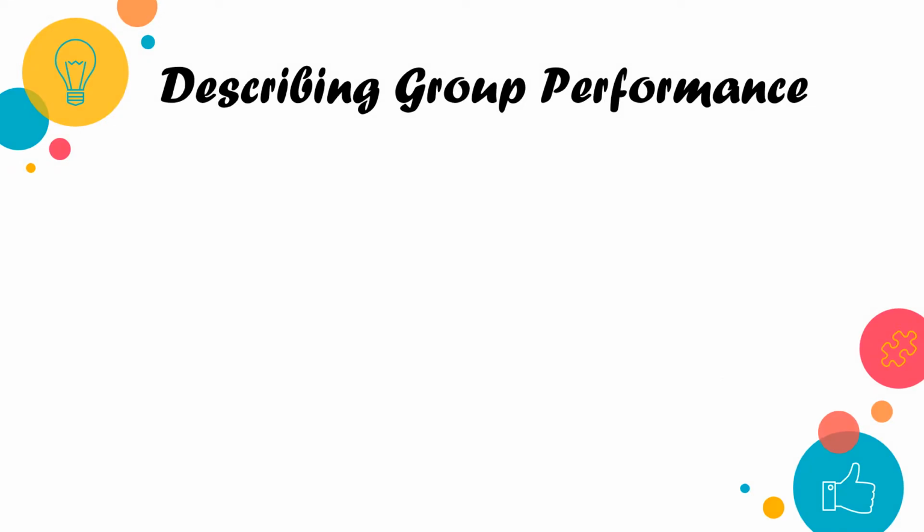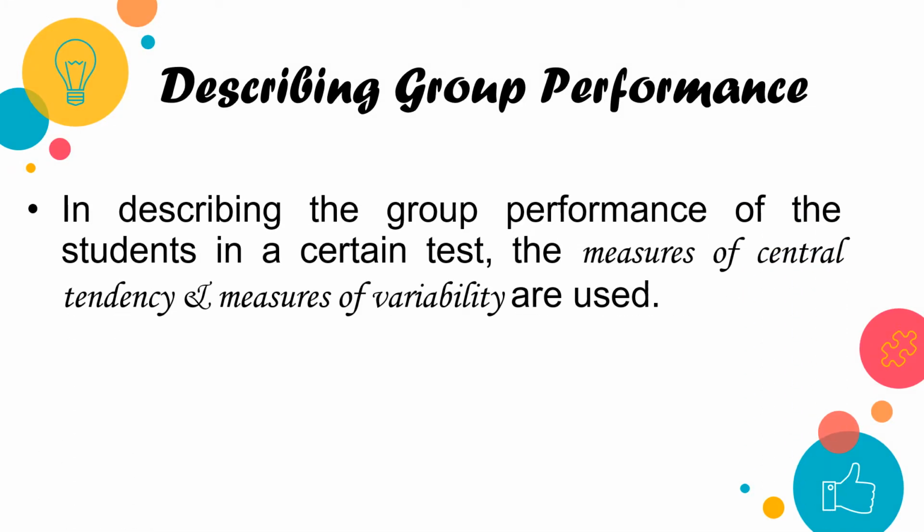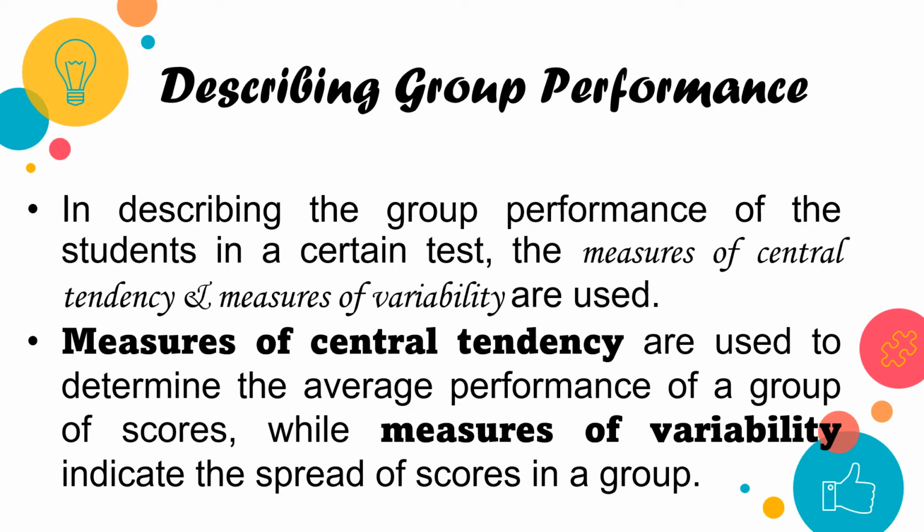Okay, so we have first, describing group performance. In describing the group performance of the students in a certain test, the measures of central tendency and measures of variability are used. Measures of central tendency are used to determine the average performance of a group of scores, the average performance of a particular group, where the scores concentrate. For instance, we have a quiz for that section, with 10 items, and these are the scores. So this is where most of the scores of that particular group focus or fall.